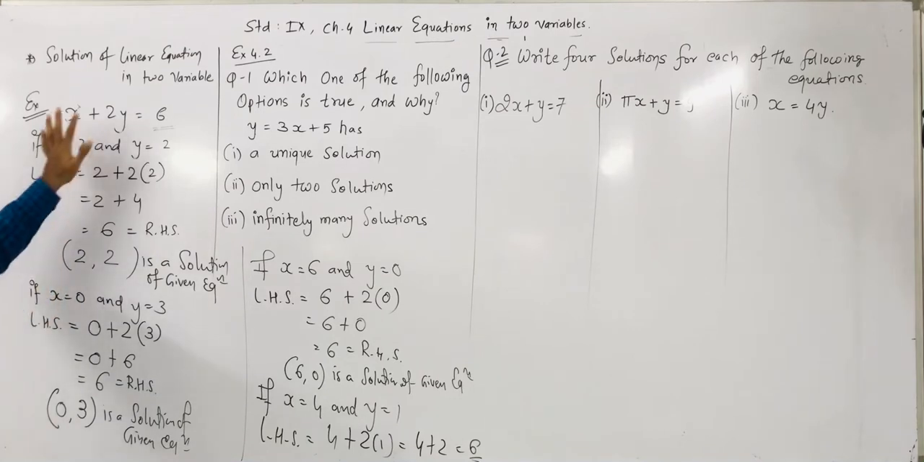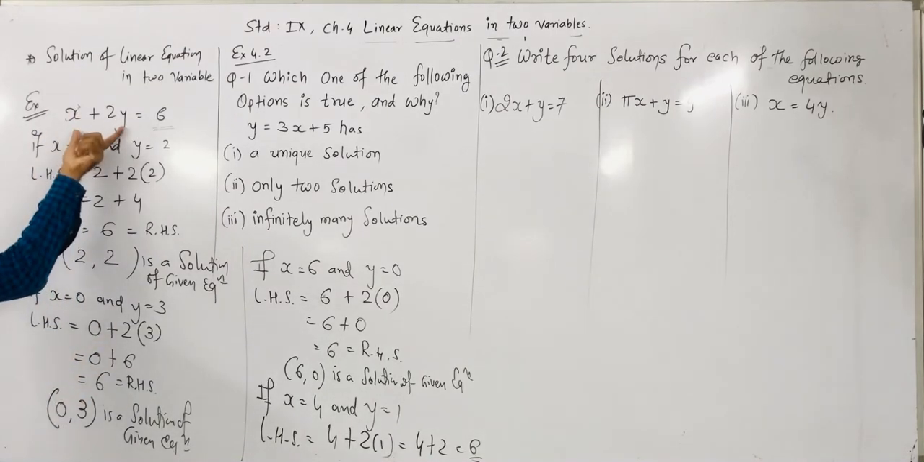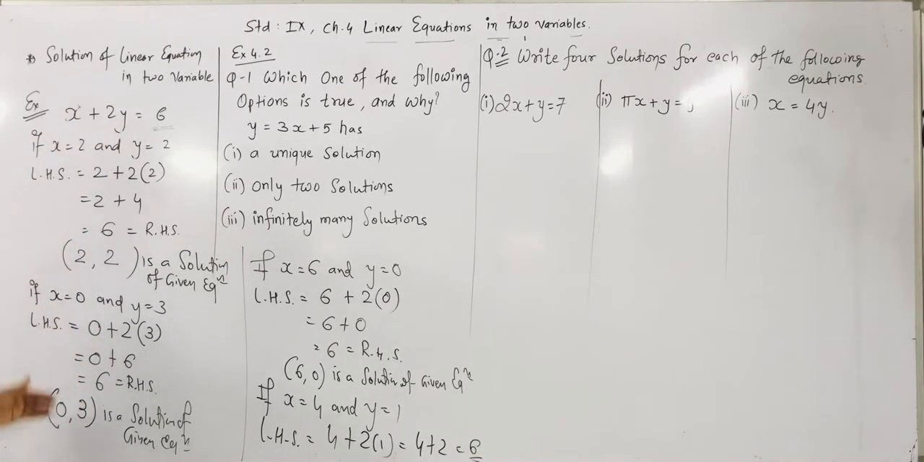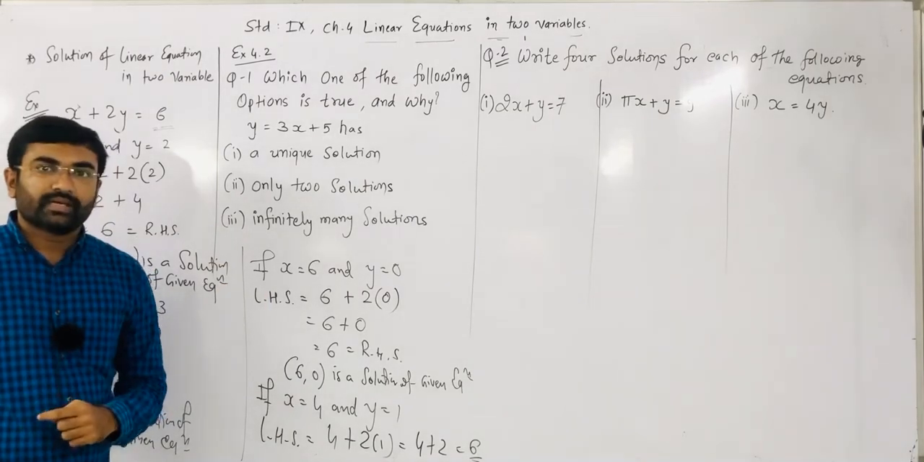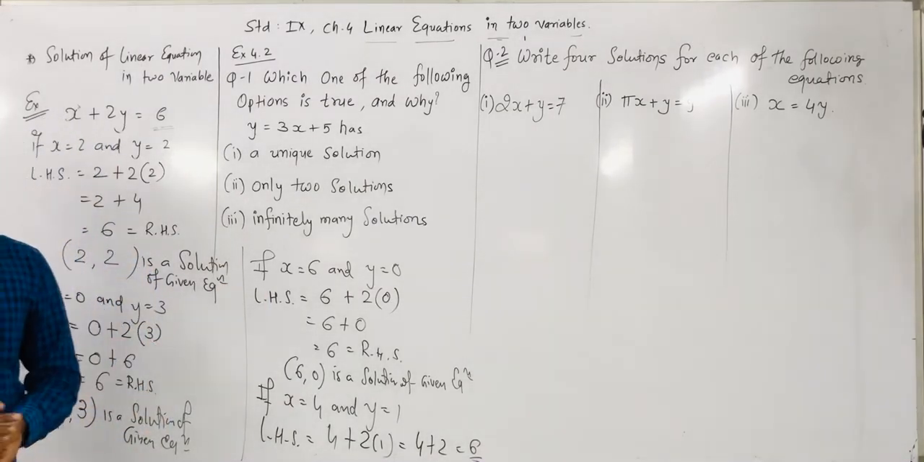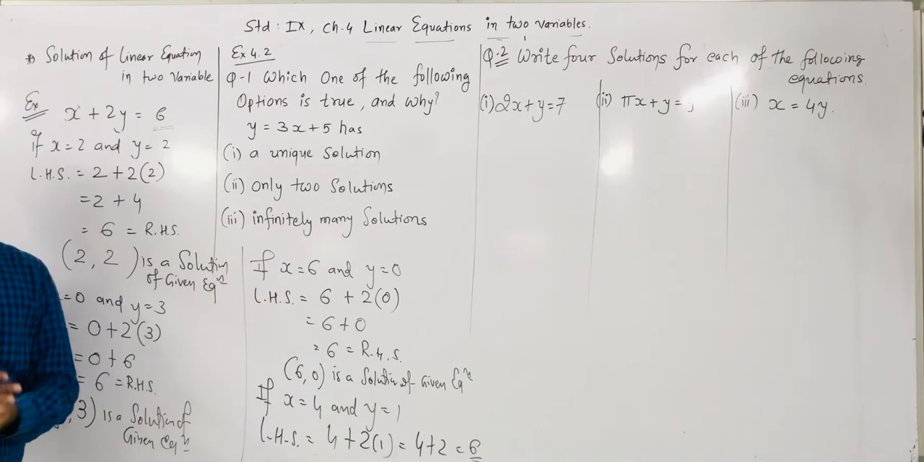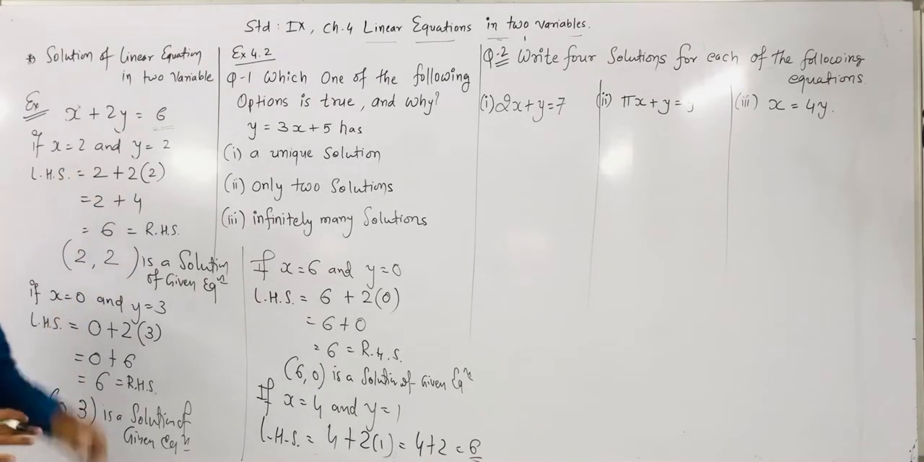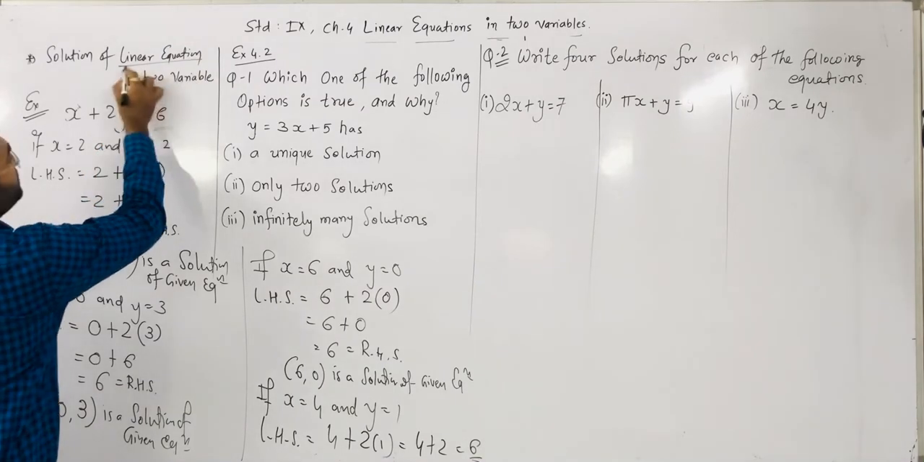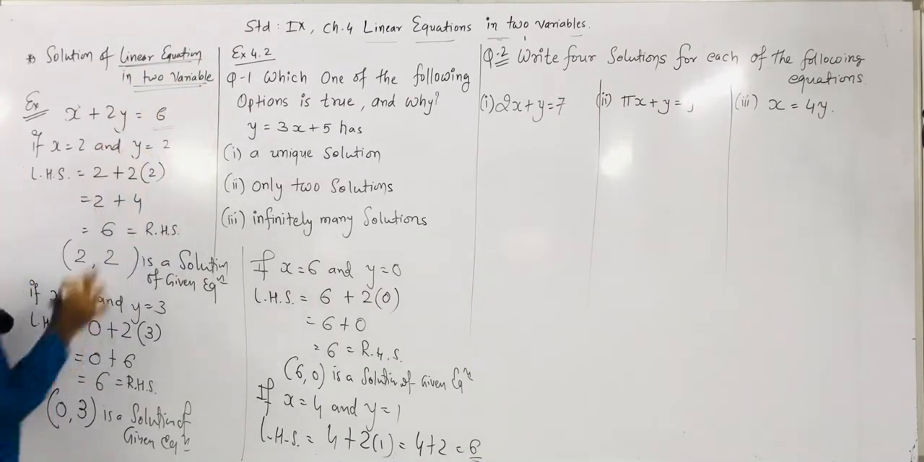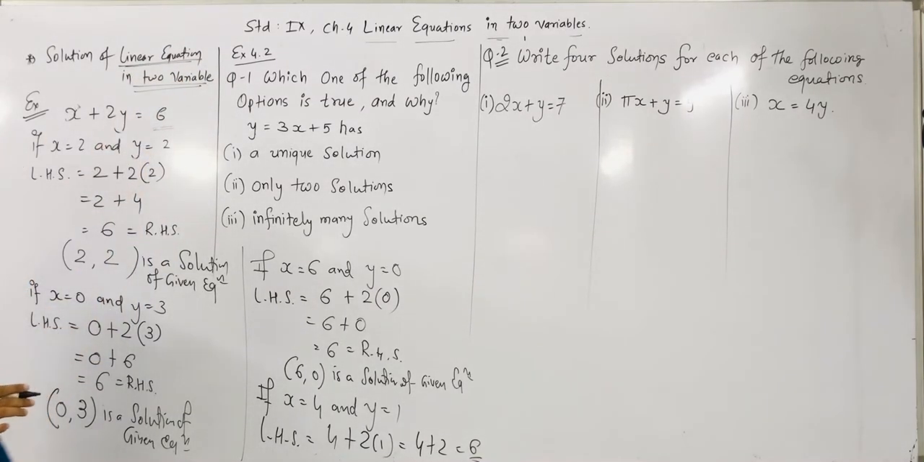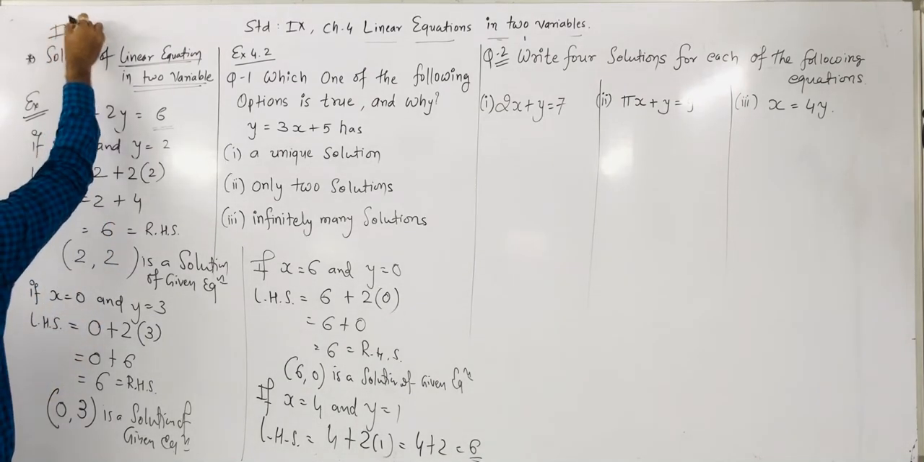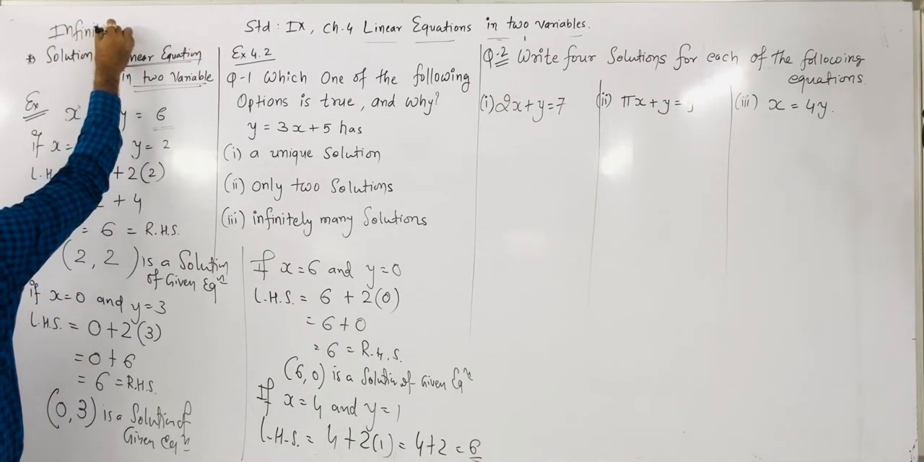Okay, see, for the same equation, which is a linear equation in two variables, we get different solutions, right? We get infinitely many solutions. Another solution is also possible. We already discussed in our previous period that whenever a linear equation is given in two variables, you get infinitely many solutions.